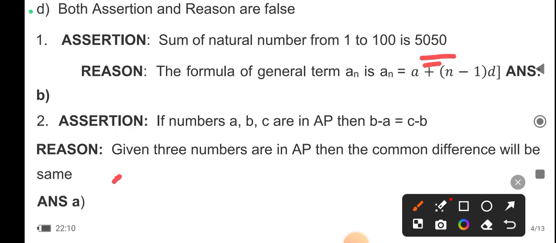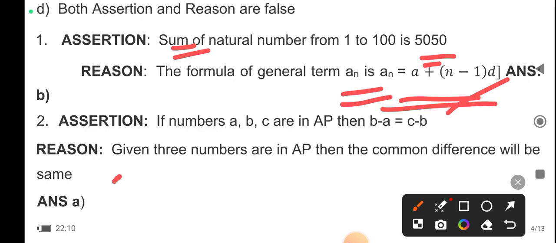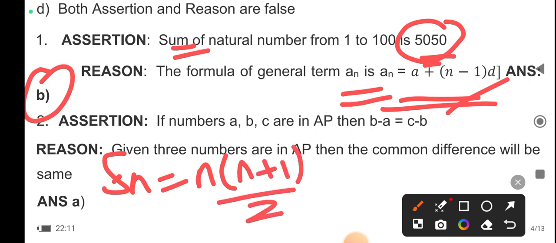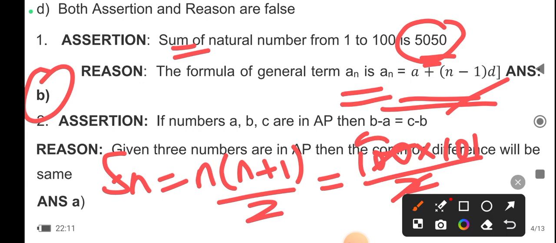Then the formula for the general term, an equal to a plus (n minus 1) d, correct? The formula is also correct, but it won't be a correct explanation because they said sum here, and they are giving you the formula for an. So the answer will be B. What all can be given? First, how did you check the 5050? I have a formula: the sum of the first n natural numbers, I may write n into (n plus 1) by 2. n is 100, so 100 into 101 by 2. Cancel, 50 and 101 we multiply, 5050.